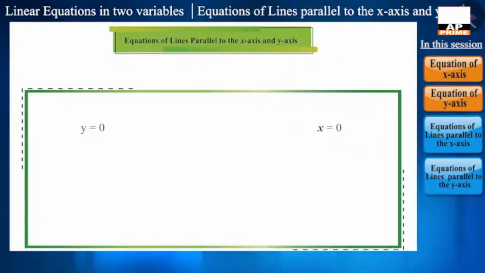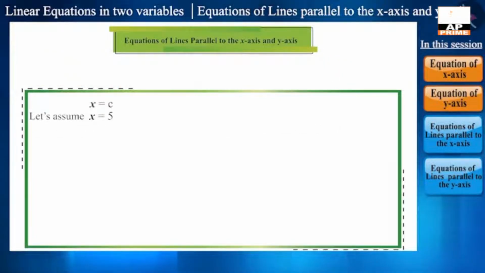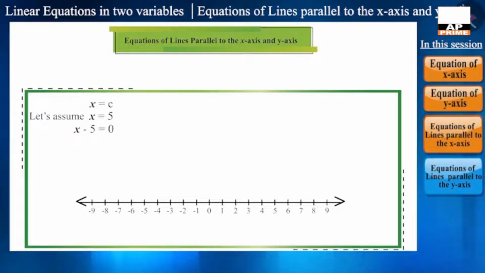Friends, now how will the graph look if instead of y is equal to 0 and x is equal to 0, it was y is equal to c and x is equal to c? That means a constant term or any number. Now let's assume x as 5, which can be written as x minus 5 is equal to 0. The solution of this linear equation in one variable will be x is equal to 5, which lies on the number line here in the form of a point.